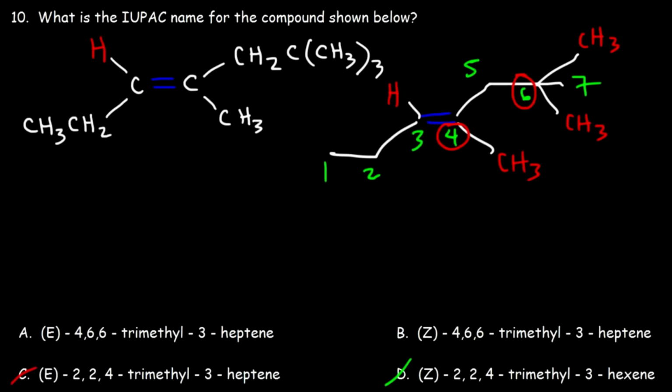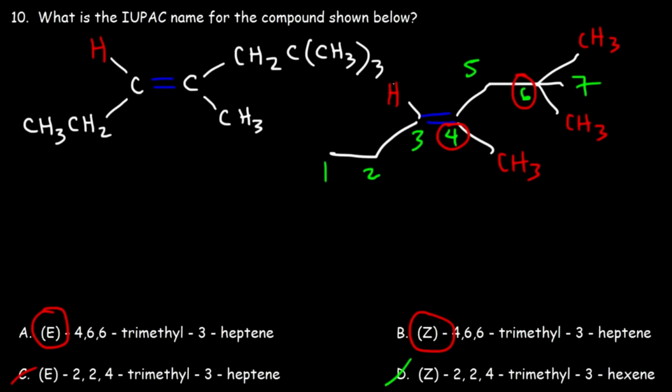Now we're between A and B. Everything looks the same except one is E and the other is Z. So we need to know which isomer we have. Is it E or is it Z? So we need to determine which group has more priority.